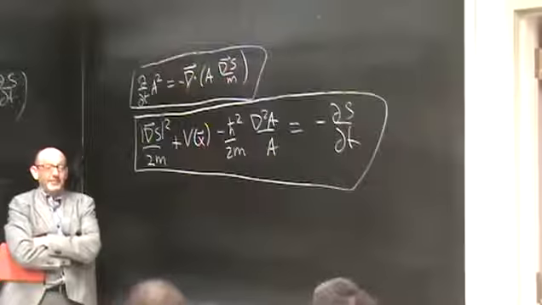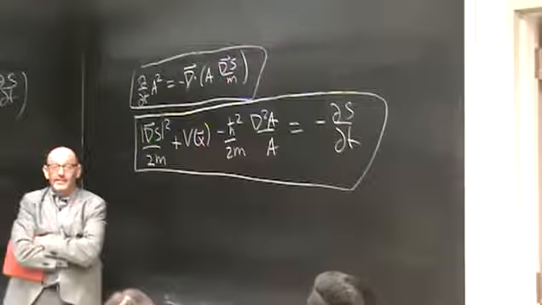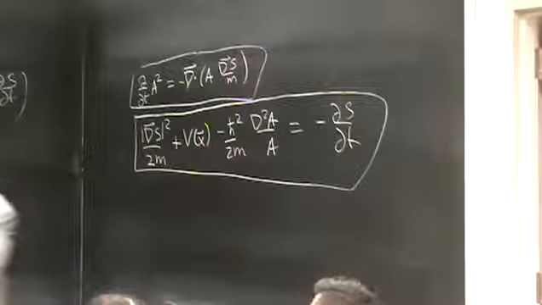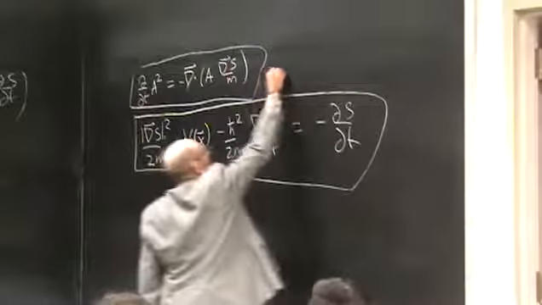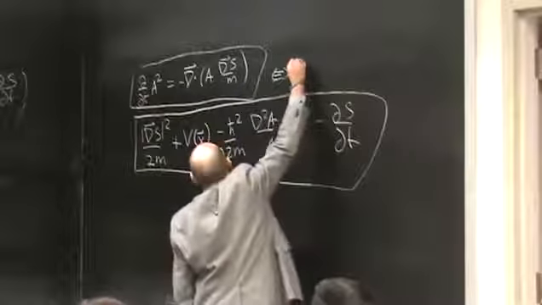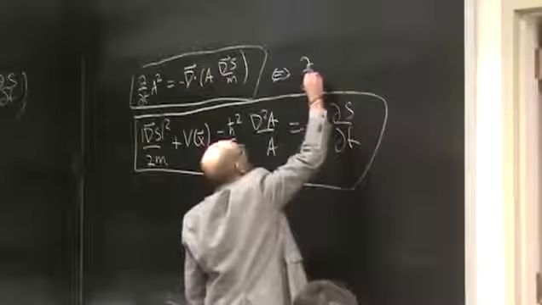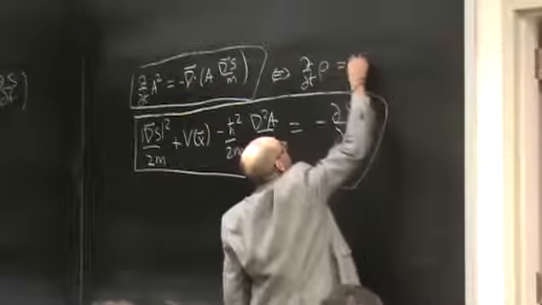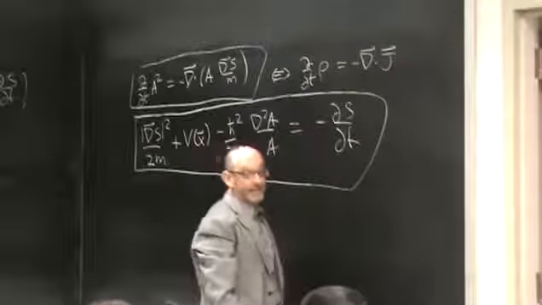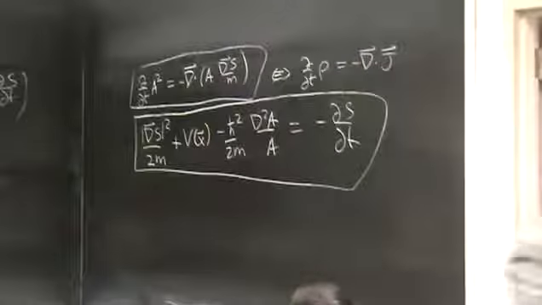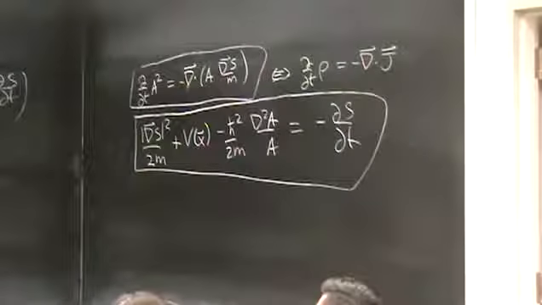In fact, it is the continuity equation, because what is A squared? Probability. A squared is rho. It's probability density. So this is equivalent to d by dt of rho is minus the divergence of J, right? The continuity equation. The equation that says that the particle isn't lost or created.